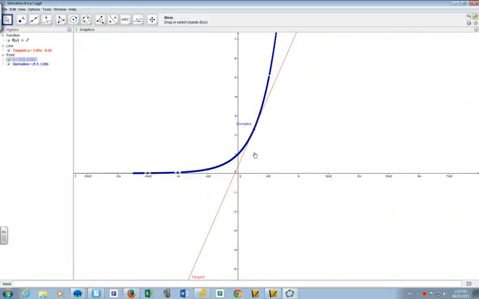The derivative is the same function. This is the only function whose derivative is exactly the same as what you started with, which is pretty cool. So no matter which point you pick, the slope of that point is exactly the same as what that point was to begin with.